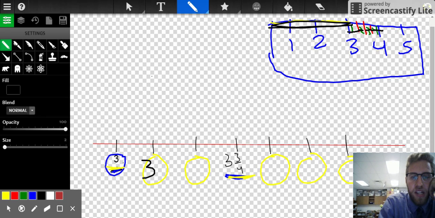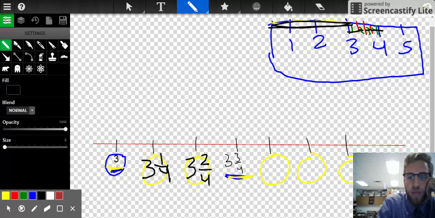So we'd have 3, and the next one up would be 1 out of 4. Then the next spot up, we would have had 2 of those little parts, so 2 out of the 4 little parts. Then the 3 out of 4 little parts. And then next comes, this is where it gets a little tricky.